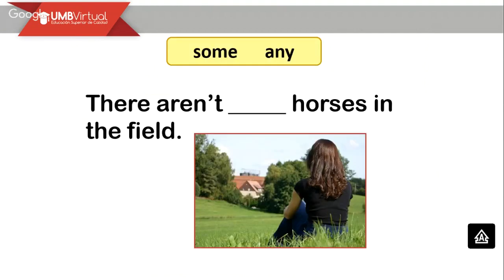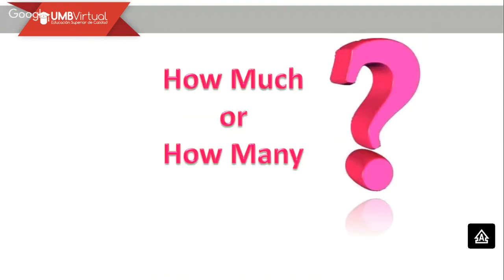Okay, let's continue. Right here, as you can see, we have another sentence. She's looking at the environment, probably at the house and the trees, we're not very sure what she's looking at. But something that we know is this sentence is negative, right? And as I explained before, the correct word is any, okay? Because some is used only with positive statements.